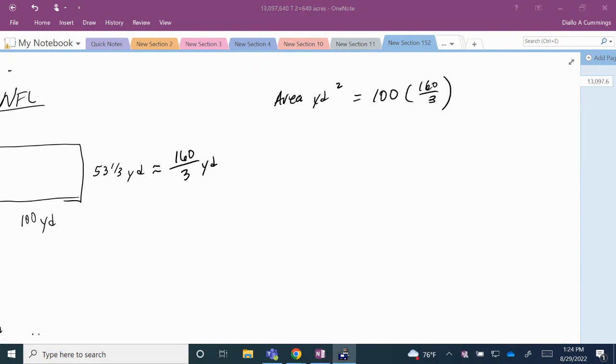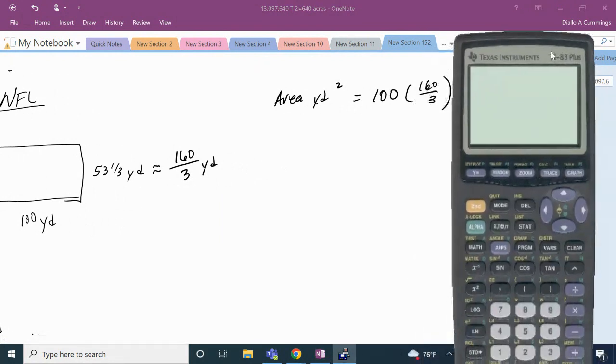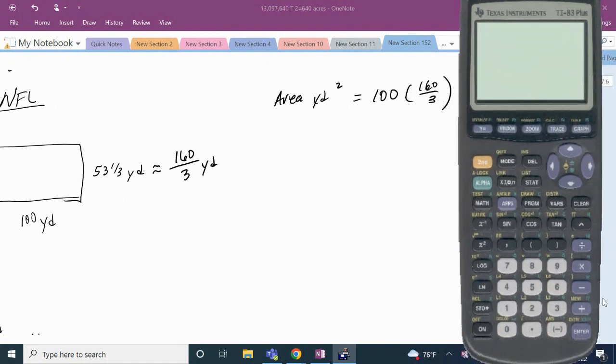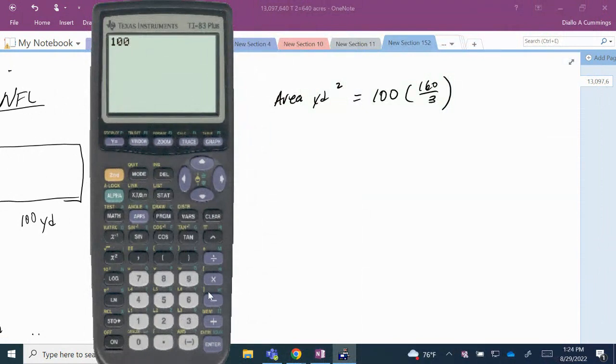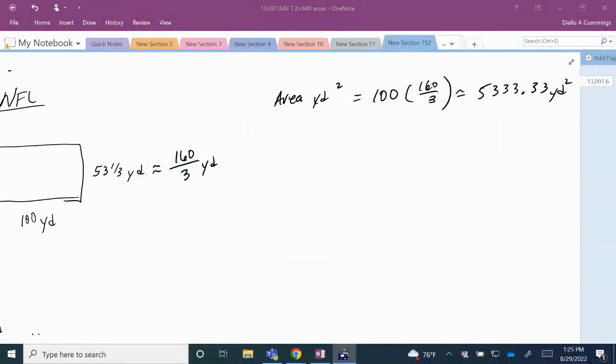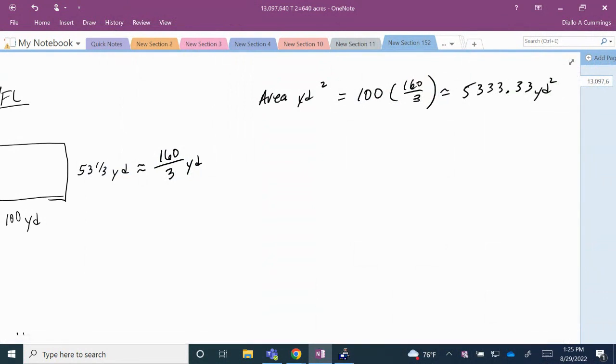All right, I'm going to pull up the calculator here. So I have 100 times 160 divided by 3, and we're going to round to the nearest hundredths. So I have 5,333.33 square yards. Next, we're going to convert square yards to acres.